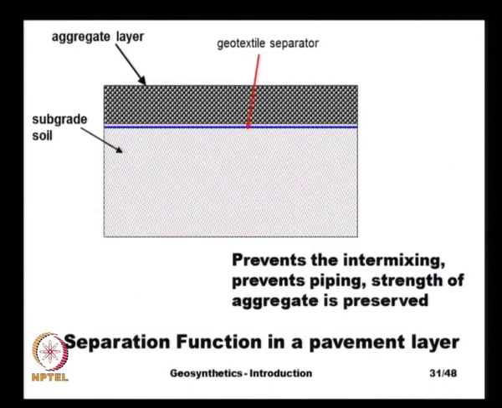So this is a typical separation function in a pavement layer. The blue line is a geotextile separator, and the aggregate layer is separated from the subgrade soil by a geotextile separator. The purpose of this separator is to prevent the intermixing of the aggregate material with the soft soil below, and to prevent the piping. Because of these two aspects, the strength of the aggregate is preserved for a much longer time.